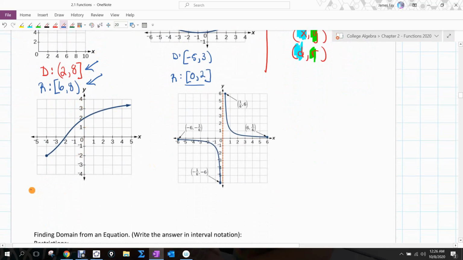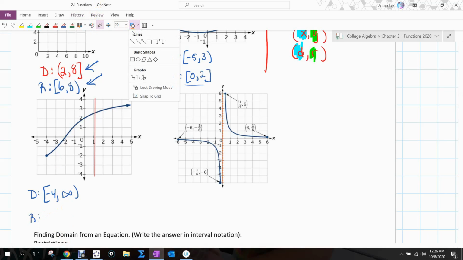This one here, domain, same concept. What is the first X value that I'm coming in contact with? Scrolling through, first X value, -4. And now, keep going. What's the last X value? What's that arrow tell me? The arrow tells me it goes on forever. So we're going out to infinity. Range.